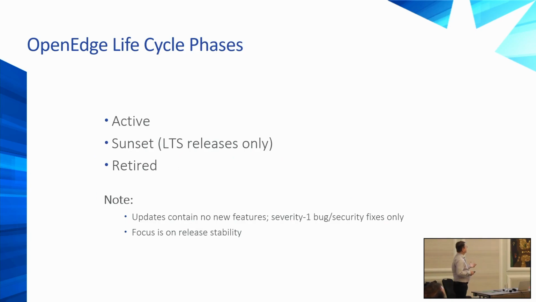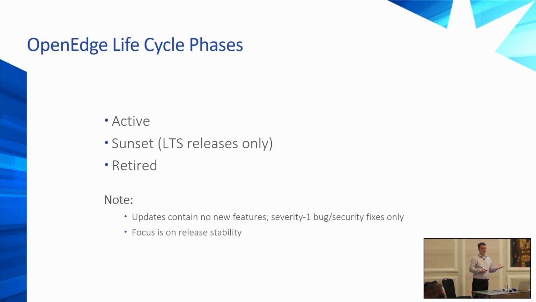So there are 3 phases in the life cycle. Only 2 of them apply to the non-LTS. So the first obviously is active. If it's a non-LTS release, you should expect it to be in that phase for about 6 months, and then it goes straight to retired. So you may not even see a single update on a non-LTS release.